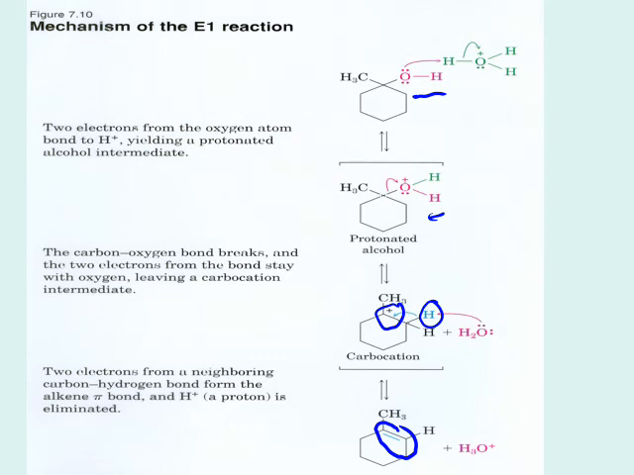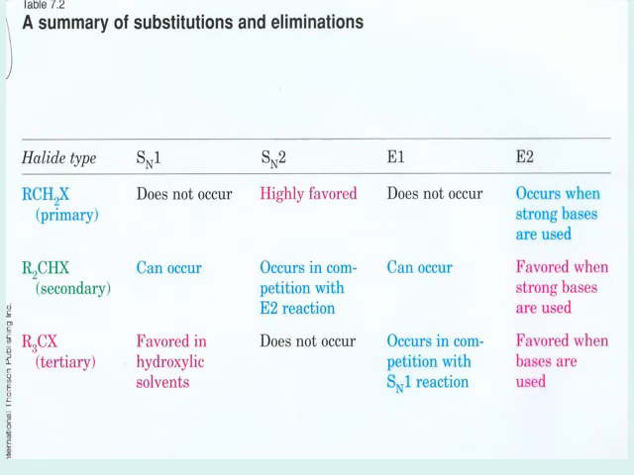Why is it an E1 reaction? First, one group leaves, forming a carbocation. Then the second group leaves, making a double bond. So both groups didn't leave at the same time.